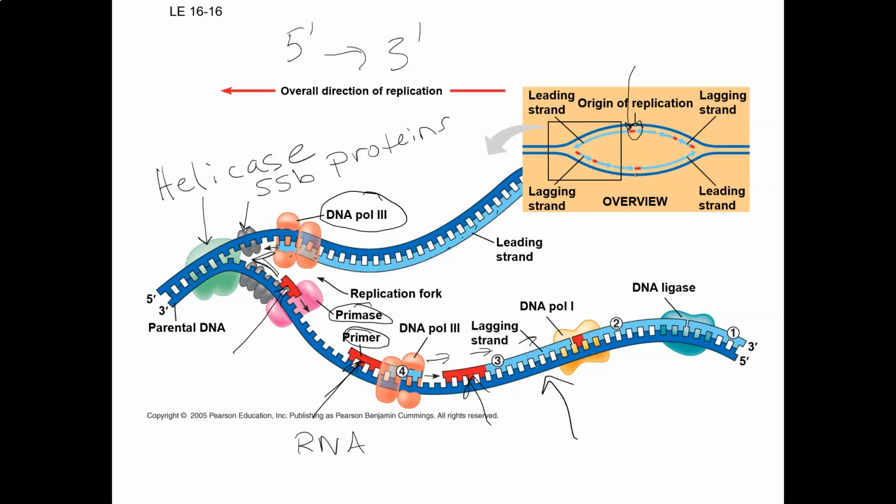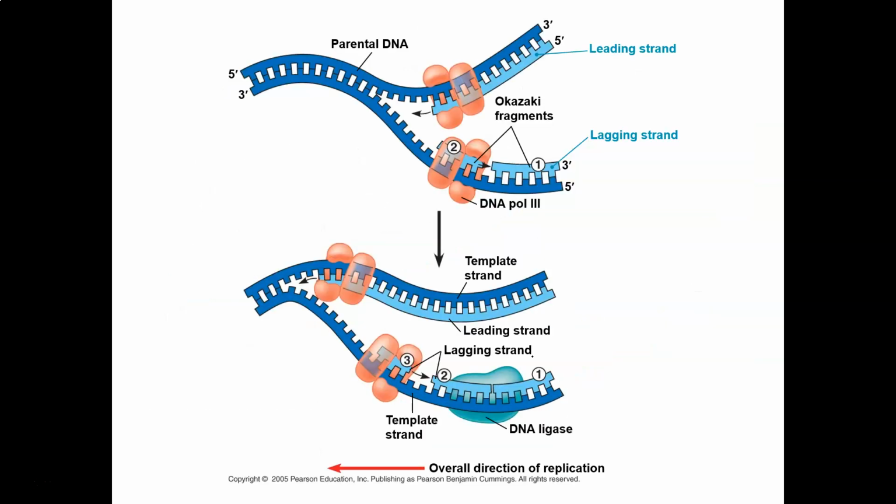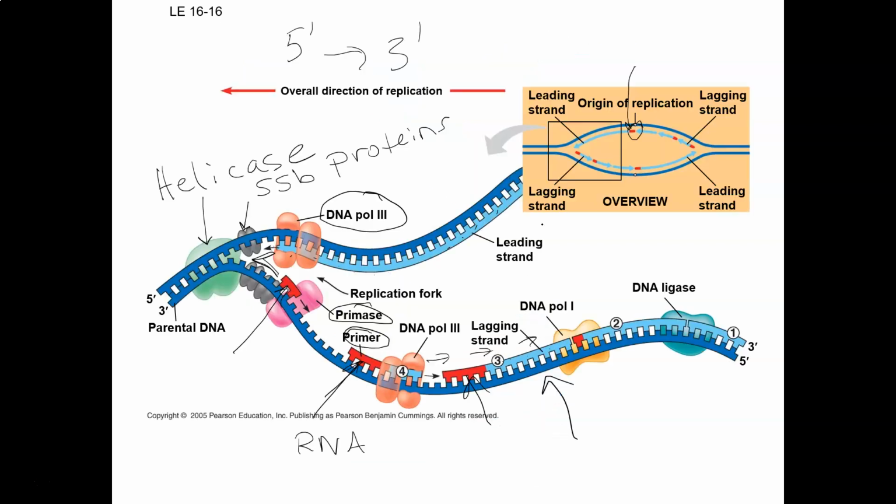So the DNA part is built in fragments. Here's the name of them. They're called Okazaki fragments, named after the scientist who described this. Okazaki fragments. Okay, so you're building the new complementary strand away from the replication fork in these little pieces.